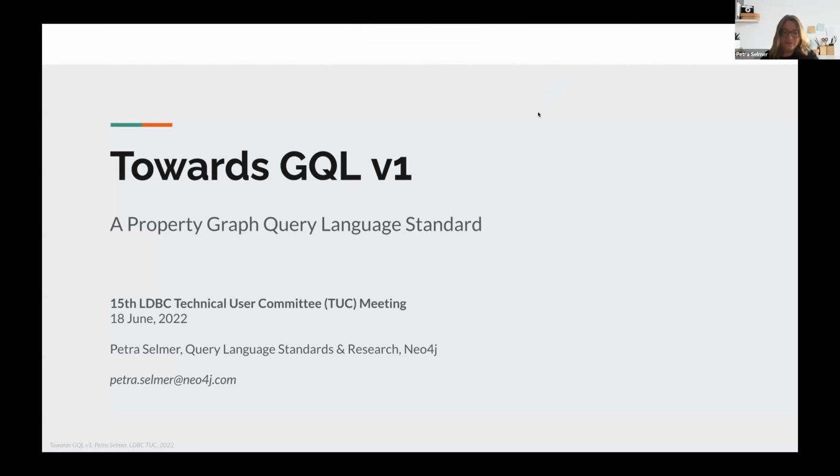Right, so this is all about towards GQL version 1, about which you've heard a bit already in the preceding two talks. So I'm Petra Selmer. I'm part of the Query Languages Standards and Research Group at Neo4j. And a large portion of the work my team and I undertake is to fill out the GQL draft standard.